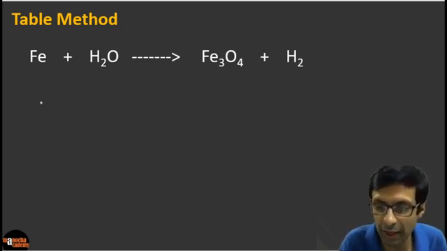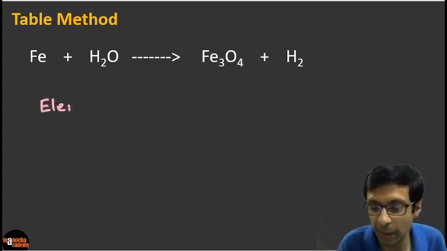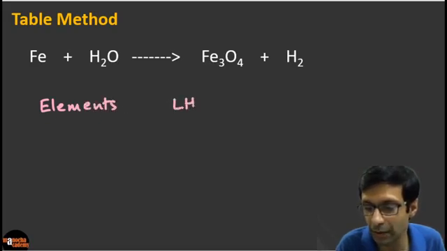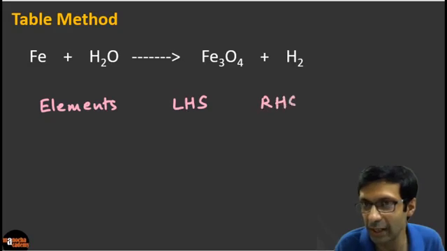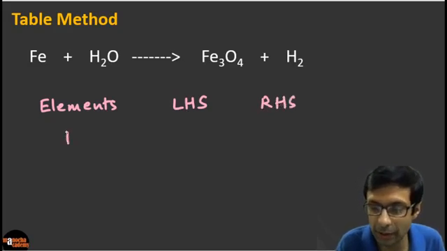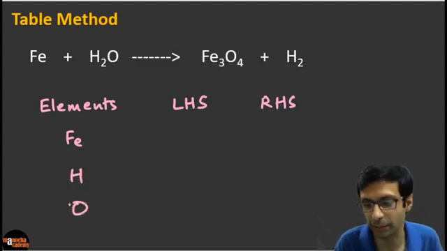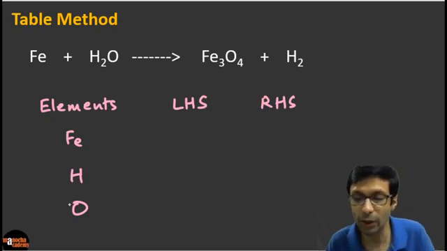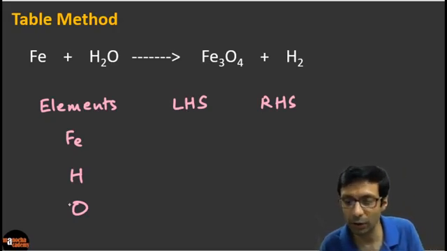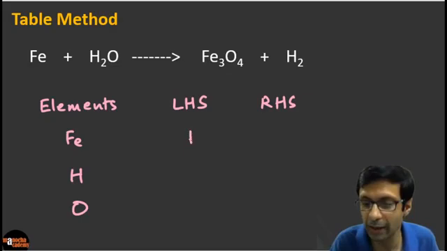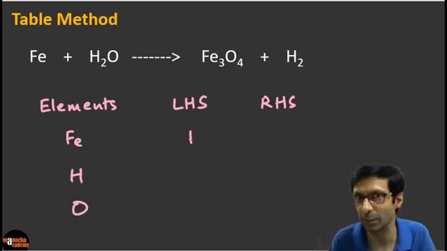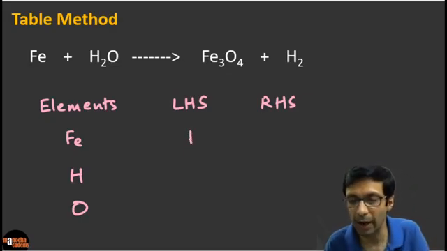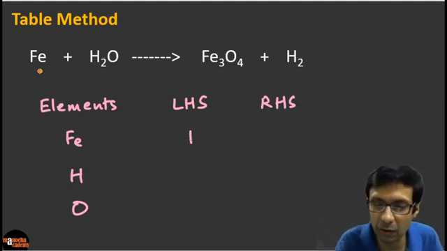So again, to revise, guys, you can use a pen and paper and try this yourself. So make these 3 columns: elements, left hand side and right hand side. And what are the elements here? It's iron, hydrogen and oxygen. Note I'm not writing H2O, right? Fe, H and O. Now let's look at how many atoms of iron on the left side. Can you see? There's one atom, how many atoms of each element, right? So the number of iron atoms is 1 here. Can you see that? So 1.